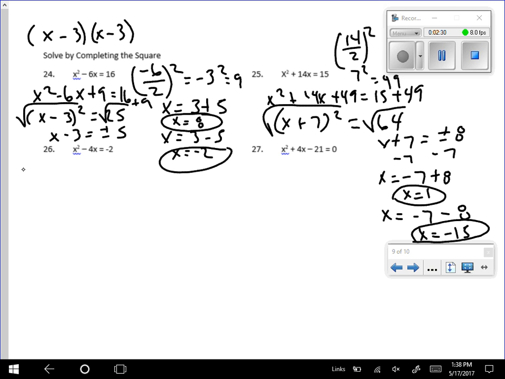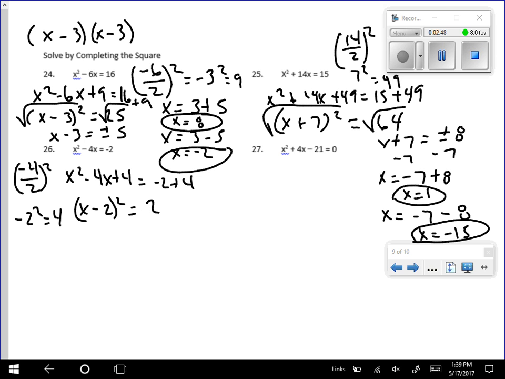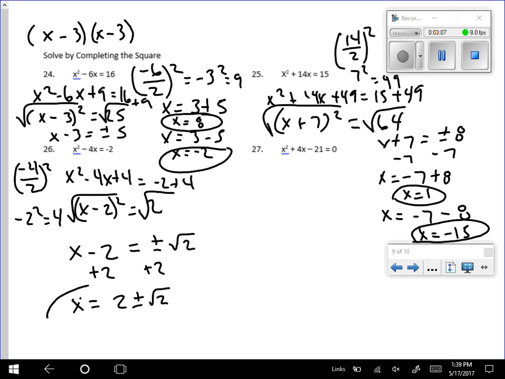Okay, 26. Got negative 4 divided by 2 squared. So negative 2 squared, which gives us 4. So we're going to add 4 to both sides. So we would get x minus 2 squared equals 2. Square root both sides. So we've got x minus 2 equals plus or minus the square root of 2. And remember, I'm good with you leaving it like that. So add 2 to both sides. As long as it's simplified from here, you're good. So this is perfect.